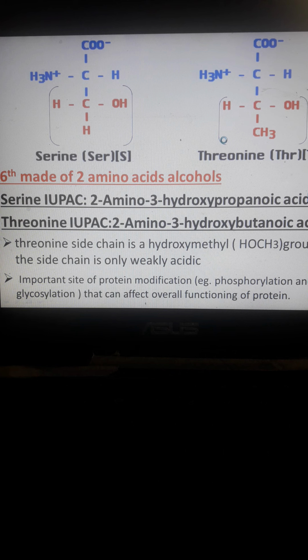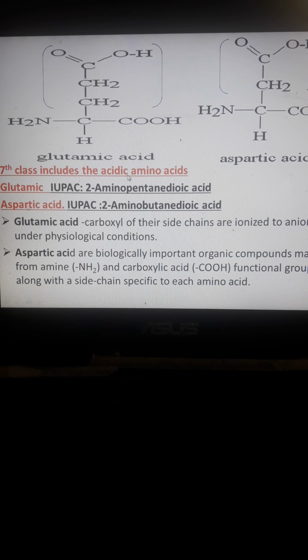Okay? Next. Glutamic acid and aspartic acid. So these are considered to be the acidic amino acids because in the side chain it has the presence of carboxylic acid. Okay, ito. Glutamic acid's carboxyl group of the side chain is ionized to anions under physiologic conditions. Okay? Tandaan nyo, ang mga metal group mga ionized portion na siya.